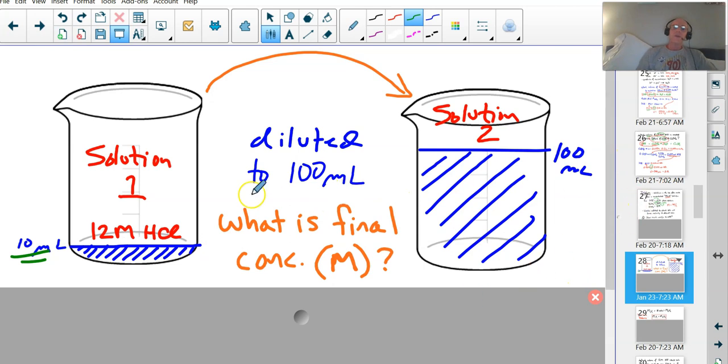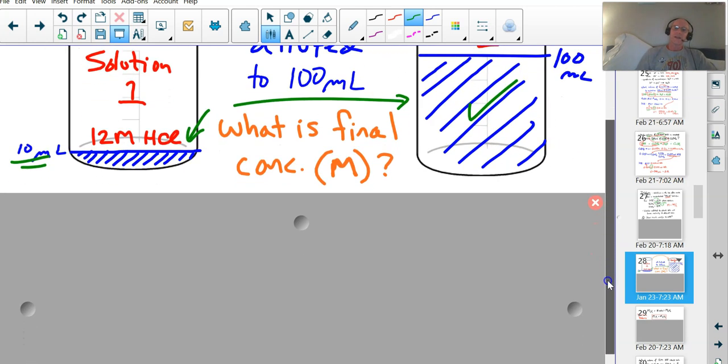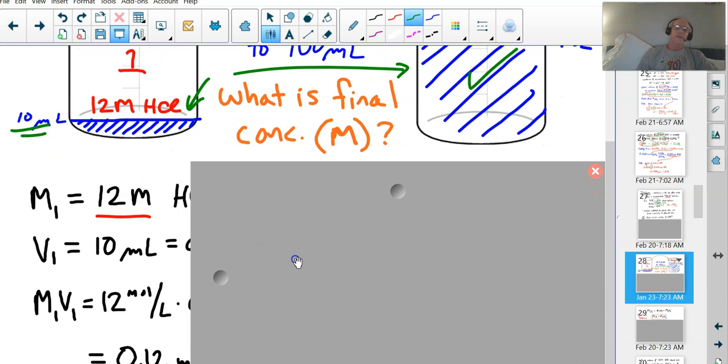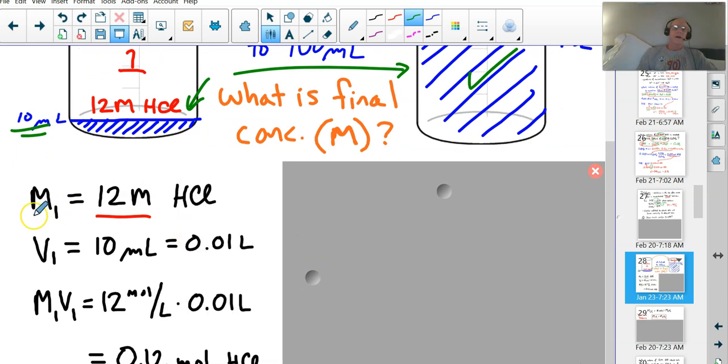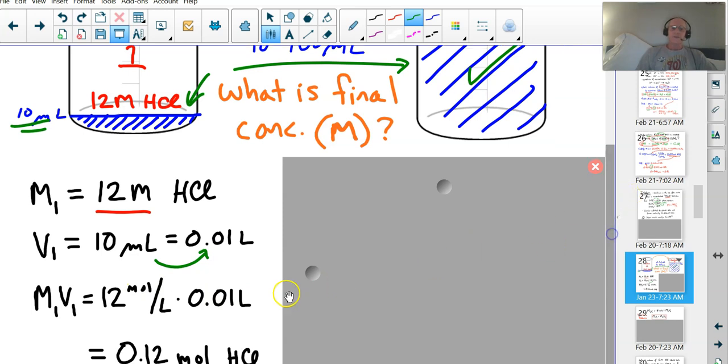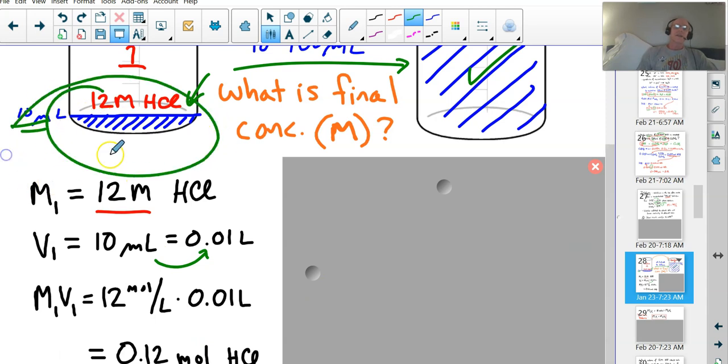All right, so if we can calculate the number of moles on the left, we can set it equal to the number of moles on the right. And that's exactly what we do. So notice, on the left, we started out with M1, which I'm going to call M initial, the initial molarity, of 12 molar HCl. And we had a volume, 10 milliliters. Convert that to liters, of course. And we do M times V to get the number of moles of HCl. Right? And as I said, moles of HCl on the left is equal to moles on the right. We've just added more water.